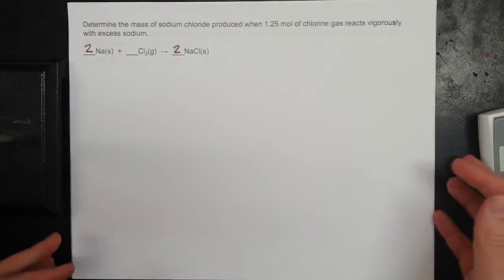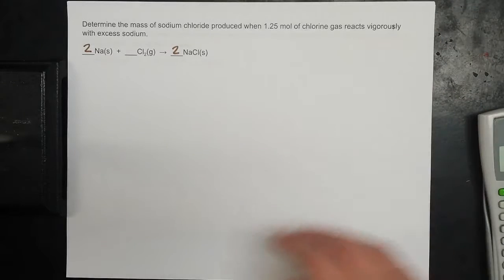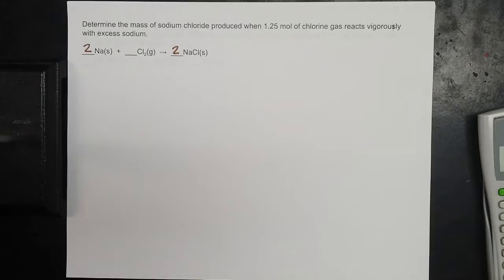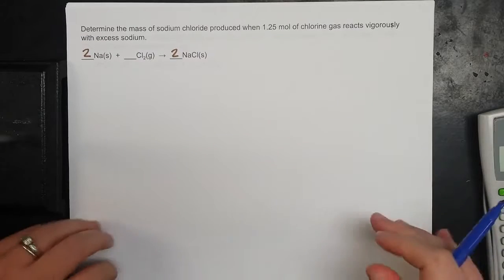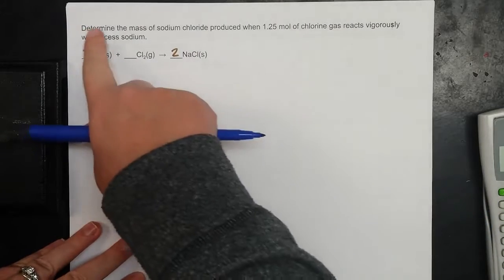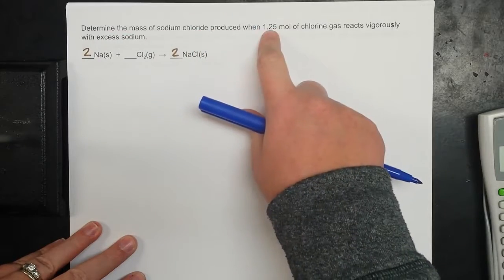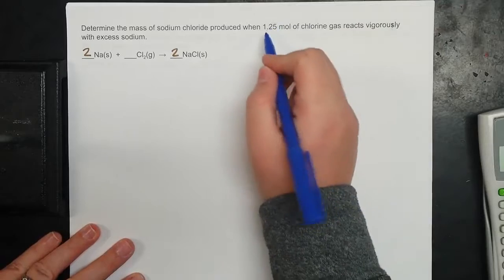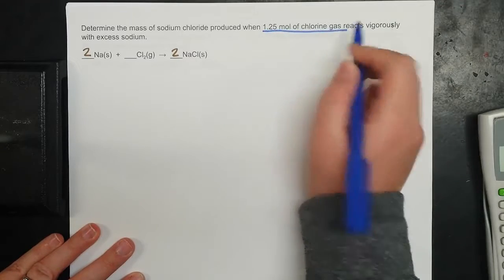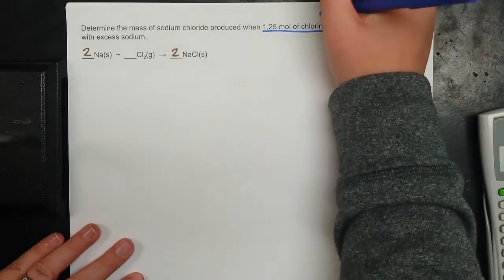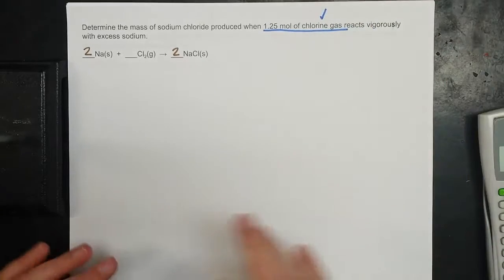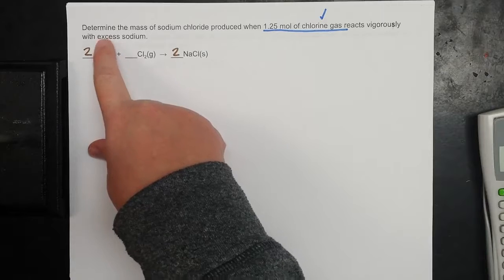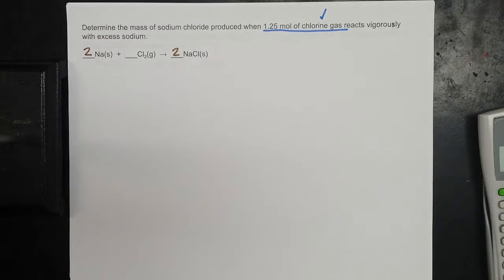Alright, so let's look at the problem. Remember to look for a number, unit, substance. That's going to be what information you are being given, or something that maybe you should start with for your conversions. So let's determine the mass of sodium chloride produced when number, so 1.25 moles, that's our unit, of chlorine gas. So I know that I've got 1.25 moles of chlorine gas. Reacts vigorously with excess sodium, and that just means that there's plenty of sodium left over. And we'll actually, again, define this term later.